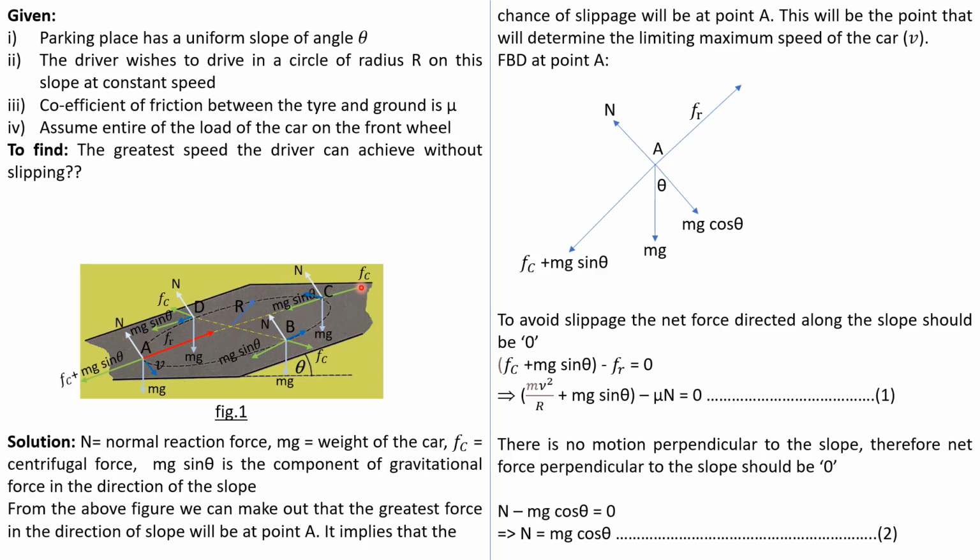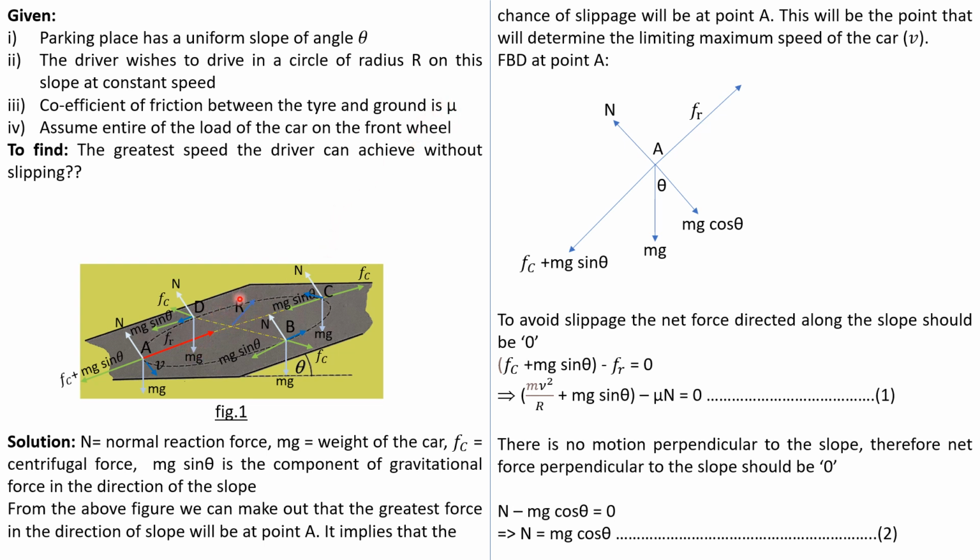So this one is your large parking space. This parking space is making an angle theta with the horizontal. A driver wishes to drive his car on this circle of radius r. The whole load of the car is assumed to be on the front wheel. Coefficient of friction is given as mu.